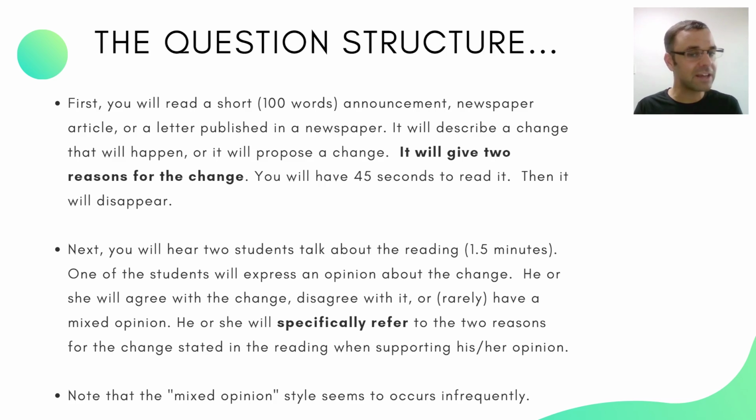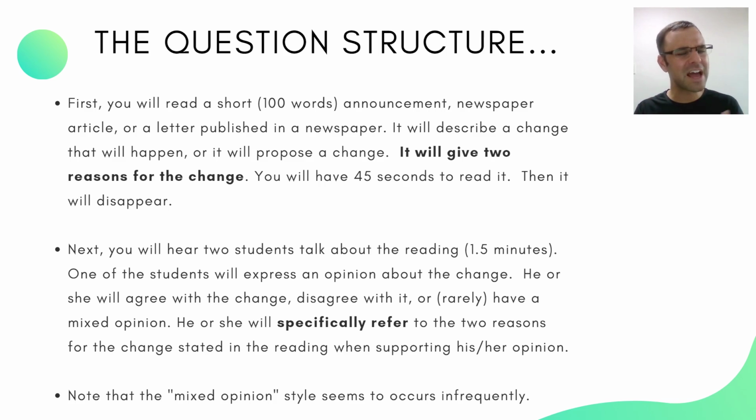After the reading goes away, you're going to hear 2 students talk about the reading. They'll talk for about 1.5 minutes, and it will always be 1 man and 1 woman. In this conversation, one of the students will express an opinion about this change. He or she will agree with the change or disagree with the change or, and this is very rare, have a mixed opinion. And he or she will specifically refer to the 2 reasons for the change from the reading when they support their argument.